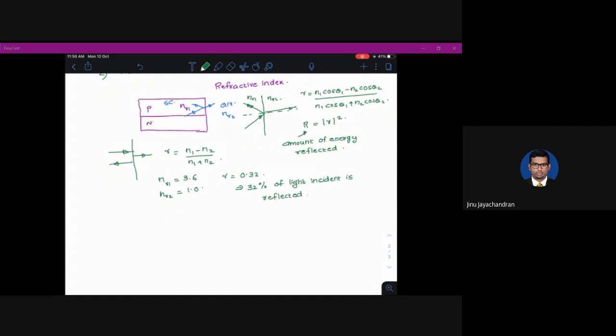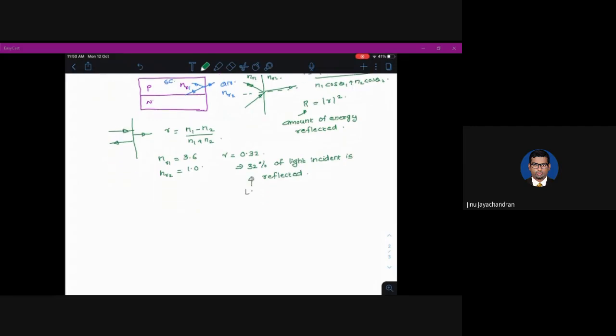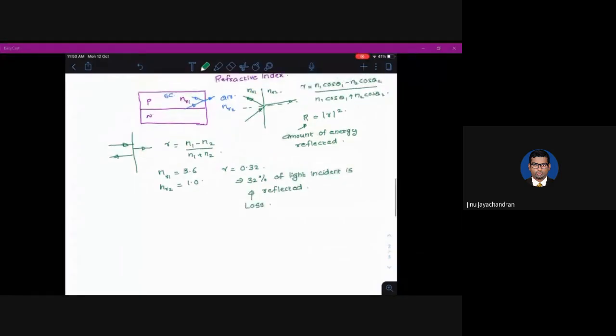We want all the light incident to be available to the air so that we can see the light. But you see that 32% of the light incident is reflected. That means we'll get only the rest 68% to the outside. So this much is the loss. 32% is the loss if you have a semiconductor air interface and the semiconductor has refractive index 3.6. If the refractive index goes higher and higher, again the reflection will increase, the loss will increase. So this is basically the reflection loss.